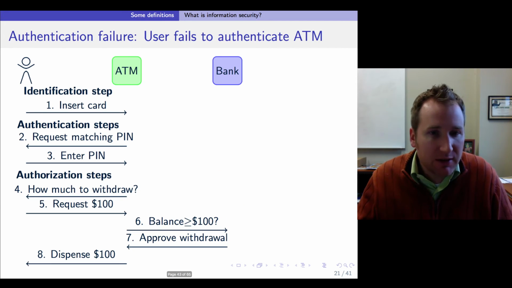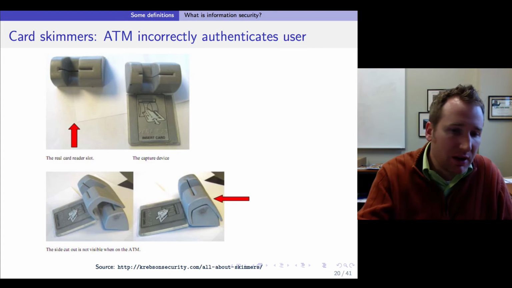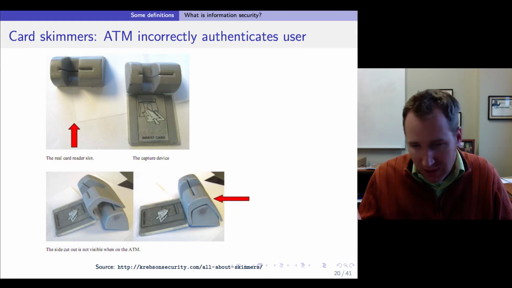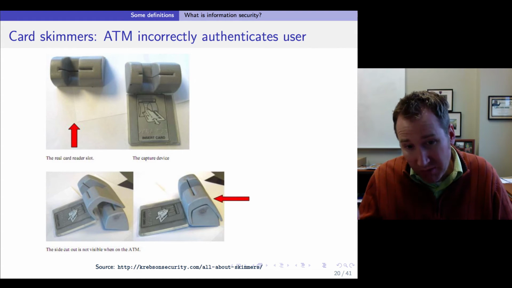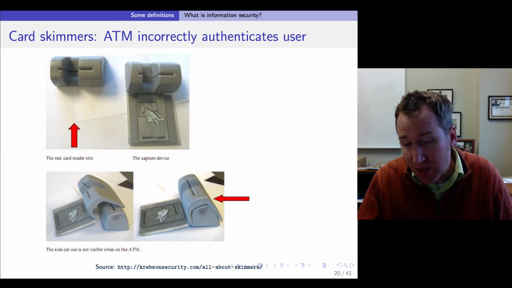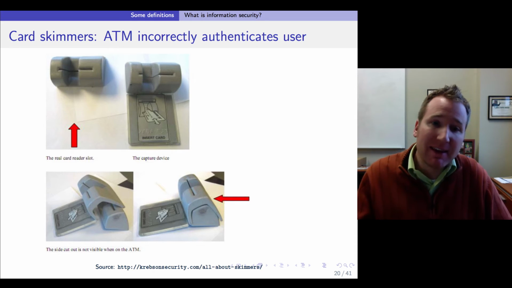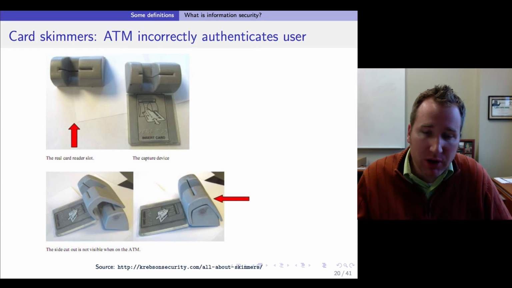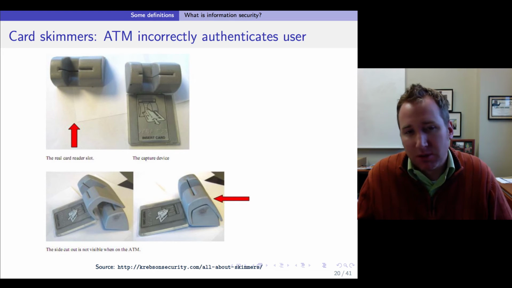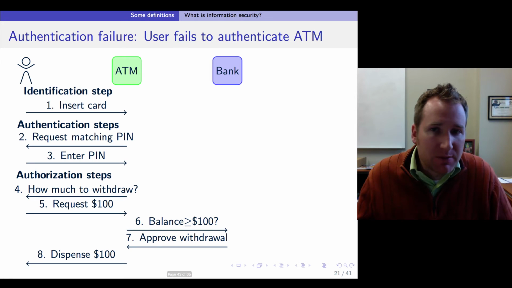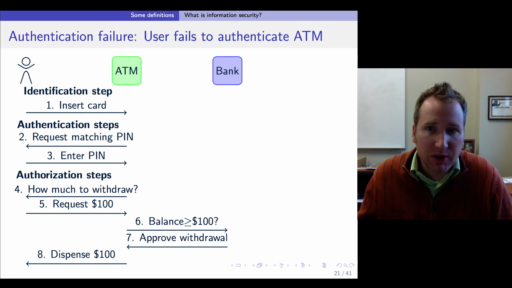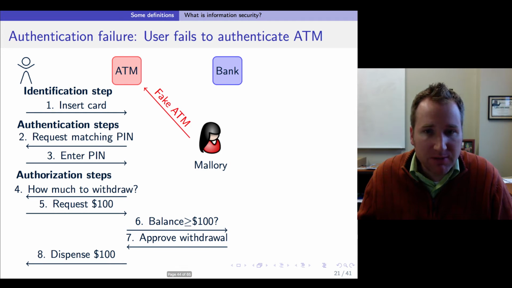But then what happens is, in addition to skimming the identifier, the attacker will typically have a pinhole camera placed at the ATM so they can observe the PIN that has been entered by the user. And once they've observed that, they can then create their own cloned copy of the card and go to another ATM and provide the PIN to get as much money as they like. So what we have here is an authentication failure.